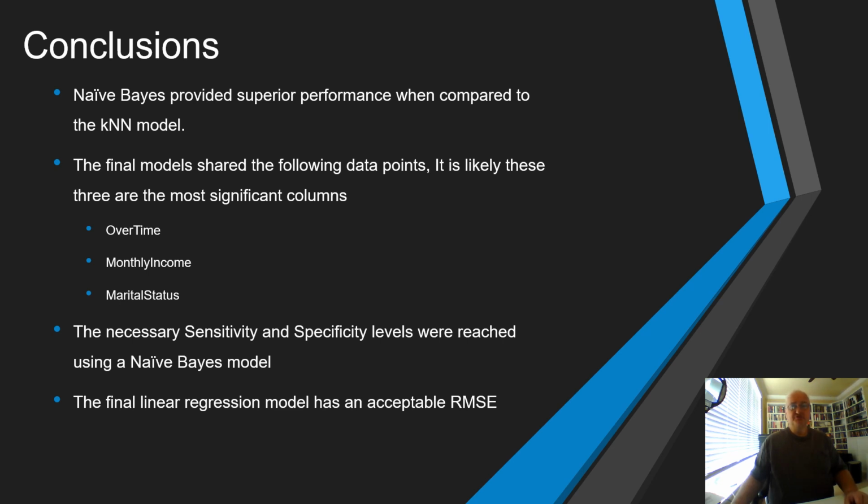The two models shared these three data points: overtime, monthly income, and marital status. So these are some of the most significant columns that we have. We were able to achieve our sensitivity and specificity model desired criteria limits using naive Bayes, and the final linear regression model had an acceptable RMSE.